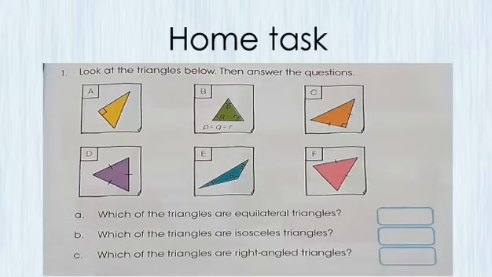Now, your home task is to do the practice zone given on page 167 of your Maths Carnival 5. This practice zone has one question. This question includes three parts. Part A. Which of the triangles are equilateral triangles? Part B. Which of the triangles are isosceles triangles? Part C. Which of the triangles are right-angled triangles?